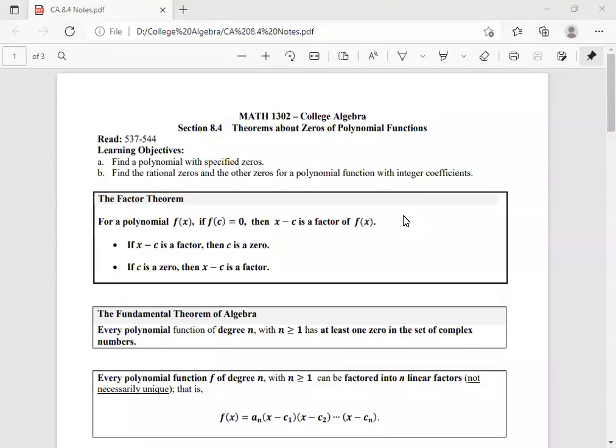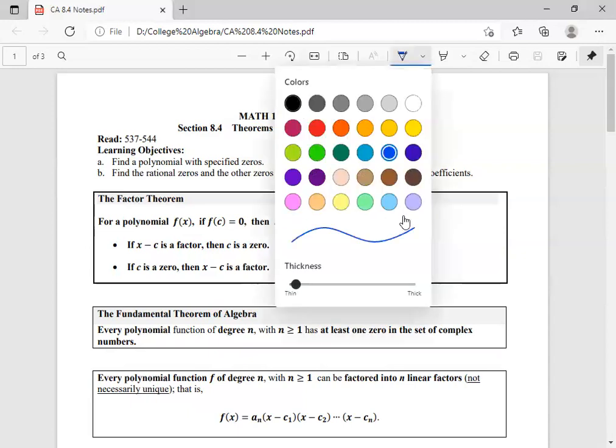So we've got theorems about zeros of polynomial functions. Basically, what this is saying is that we're going to find a polynomial with specified zeros in 8.4. We're going to find the rational zeros and the other zeros. Remember that there's zeros that are just square roots and they don't come out even. There's also imaginary zeros sometimes that we don't see on our graph. So the goal is that we can find all of the roots.